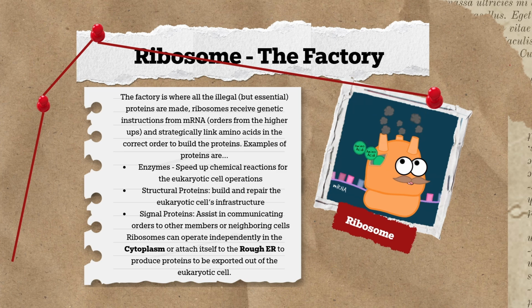Examples of proteins are enzymes. They speed up the chemical reactions for the eukaryotic cell operations. Structural proteins build and repair the eukaryotic cell's infrastructure. Signal proteins assist in communicating orders to other members or neighboring cells. Ribosomes can operate independently in the cytoplasm or attach themselves to the rough ER to produce proteins to be exported out of the eukaryotic cell.